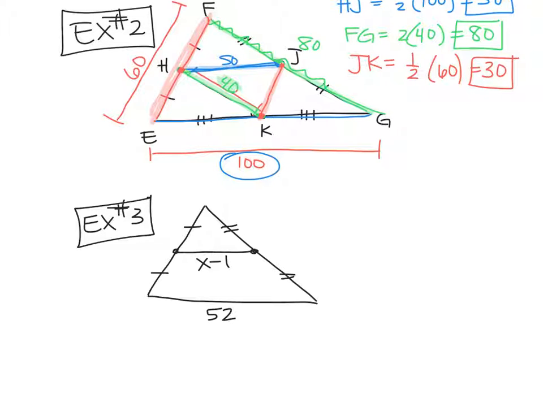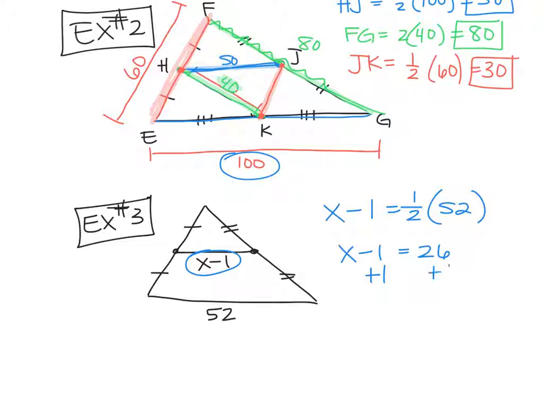What do you think, Daniel? Well, you could do x minus 1 equals 1 half times 52 and then solve algebraically from there. Okay, so there's really two ways you could do this. We can cut the 52 in half, right? Because half of that 52 is what this should equal. So if I cut 52 in half, then x minus 1 would be half of 52, or x minus 1 equals 26. And then you just solve, add 1, so x is 27.